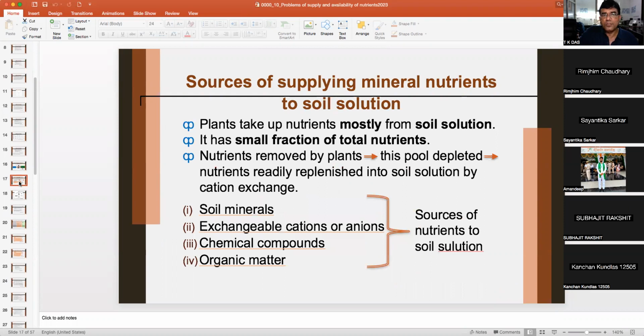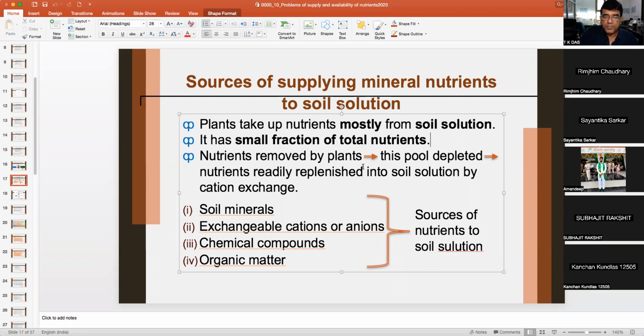Now you can see sources of supplying mineral nutrients to the soil solution, which is also known as buffering the soil solution. Buffering means just adding some nutrients to the soil solution which have been removed by the plant. So plants take up nutrients mostly from the soil solution. It has a small fraction of total nutrients. You have seen a very, very small fraction of total nutrients in the soil solution.